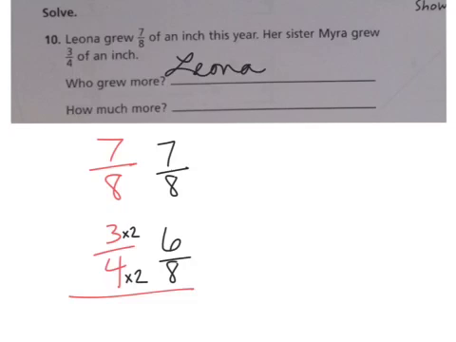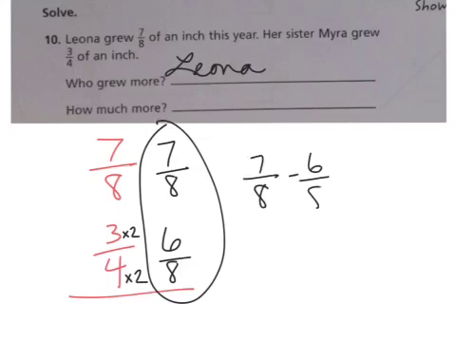But now we have to know how much more. So we're going to take these two numbers and subtract them, 7/8 minus 6/8, and she grew 1/8 of an inch more.